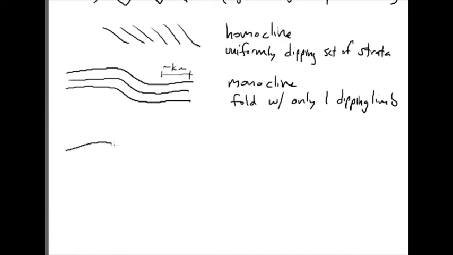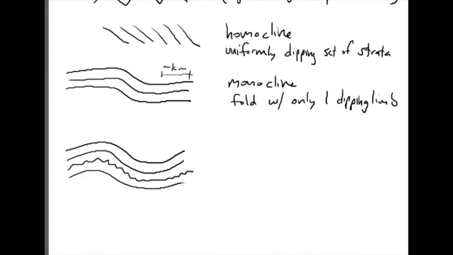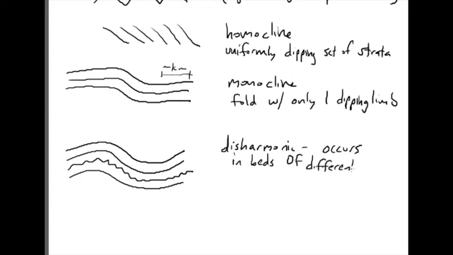Sometimes you have folds that have different wavelengths of folding associated with them. This is called disharmonic. And this occurs in beds that have different viscosities. So some are stronger than others.